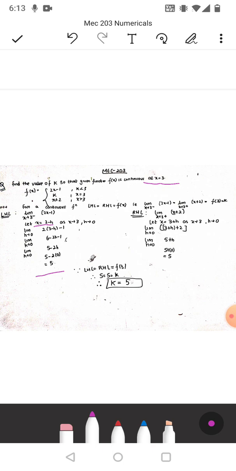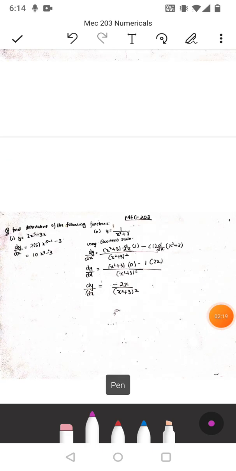Similarly for RHL we'll assume x is equal to 3 plus h. After putting the value and solving we get limit h tends to 0 of 5 plus h. We get the value 5. LHL is equal to RHL equal to f of 3, which is equal to k. So the value of k is 5. You can see I have done our solution. If in any step you have any doubt, do comment and I'll explain it again. Now let's find the derivative.